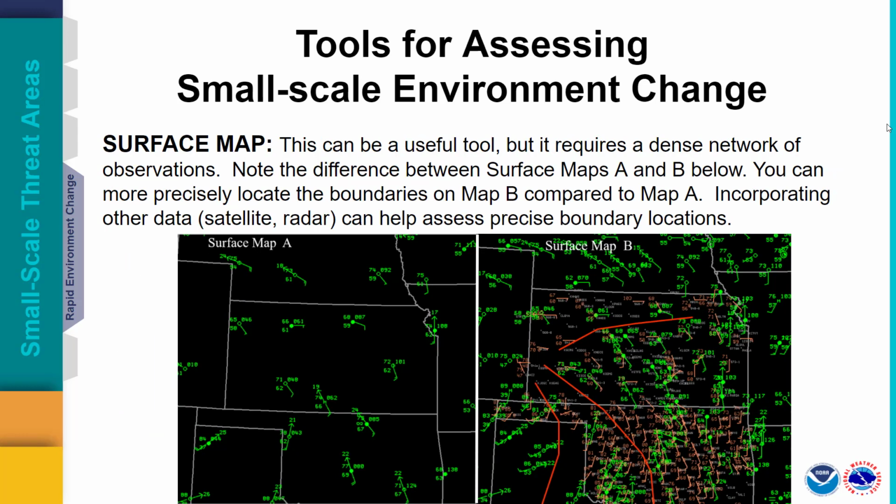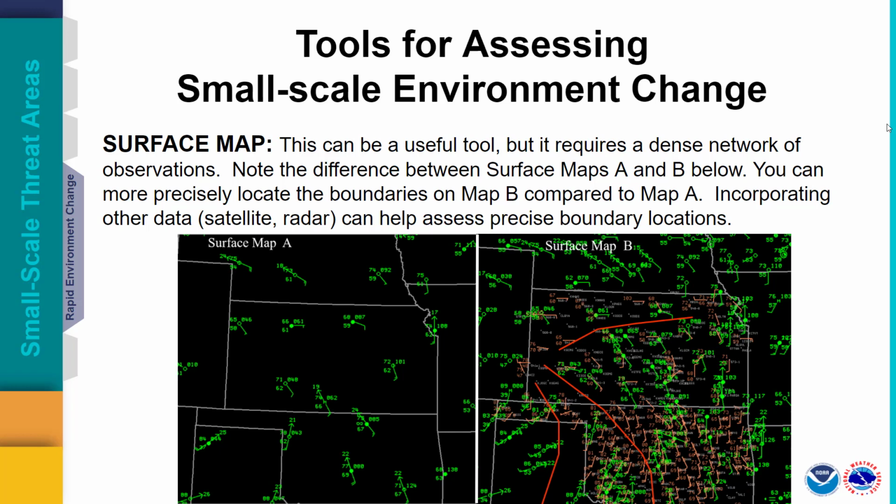The surface maps can also be quite useful, but a good surface analysis requires a dense network of observations. Note the difference between surface maps A and B below. You can more precisely locate the boundaries on map B to the right compared to map A.